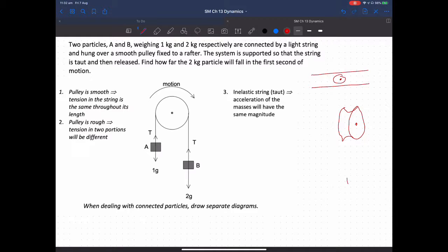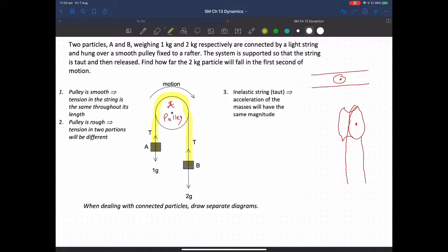The string fits around the pulley and comes down the other side. So, going back to my other drawing, where the circle is, here, that is the pulley. The string goes from particle A around the pulley to particle B. Now we've been given a lot of information.